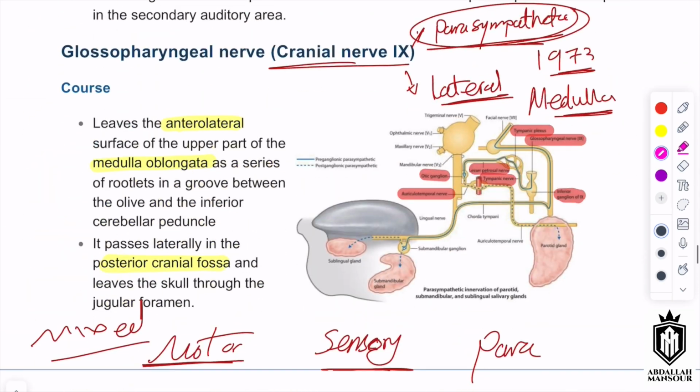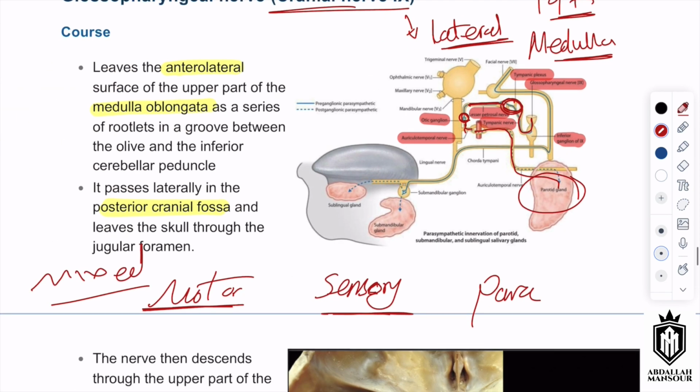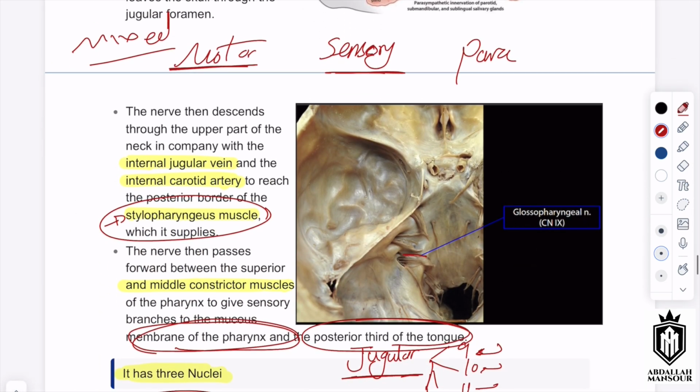I think this diagram is even better for it. So you can imagine here that this is the glossopharyngeal nerve coming from the inferior salivary nucleus. The fibers will go here and pass through the tympanic plexus, and then the lesser petrosal nerve, and then this is the otic ganglion, and then this is the greater petrosal nerve, and they will end up in the parotid gland. So this is the glossopharyngeal nerve, or the parasympathetic part of the glossopharyngeal nerve.